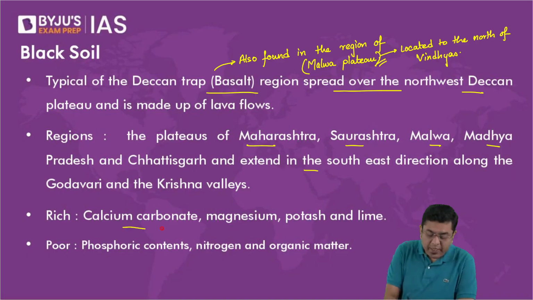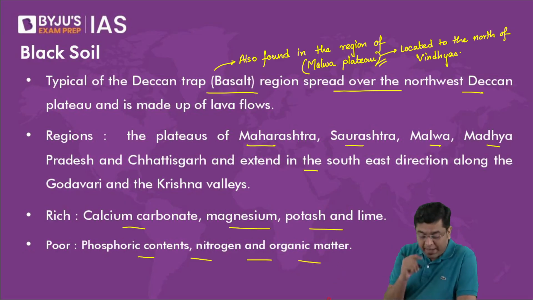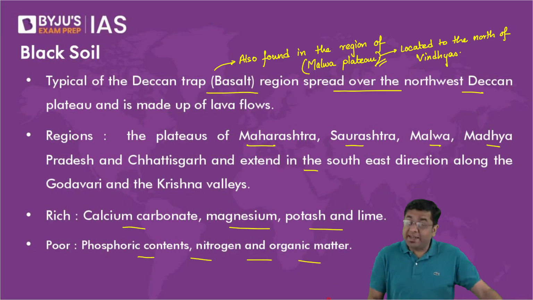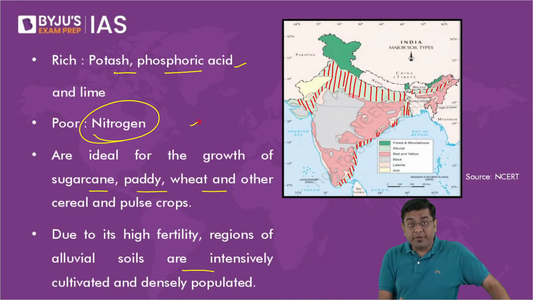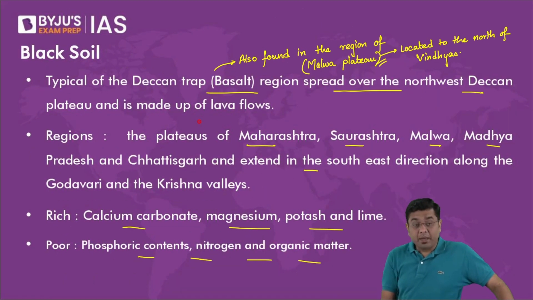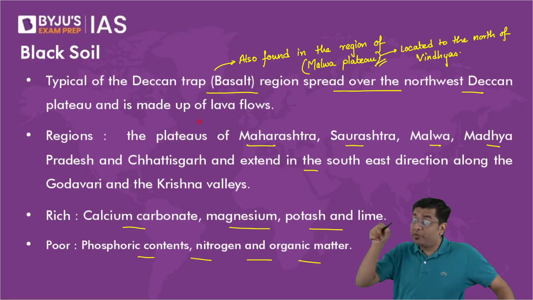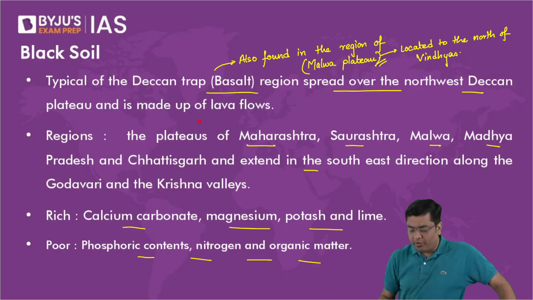It is rich in calcium carbonate, magnesium, potash, and lime, poor in phosphate, nitrogen, and organic matter. Now, by the way, please don't entangle yourself with the task of learning these, that alluvial soil is rich in these, then the black soil is rich in this. UPSC had asked this question only once, and that too, it was about the laterite soil, and that worked on the process of elimination. UPSC is not going to ask you whether potash is found in this soil or not. If it asks you that, it will give you certain clues by which you can solve the answer. But please don't try to learn this up.